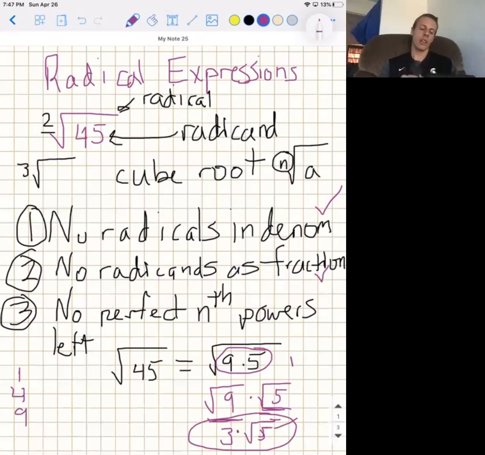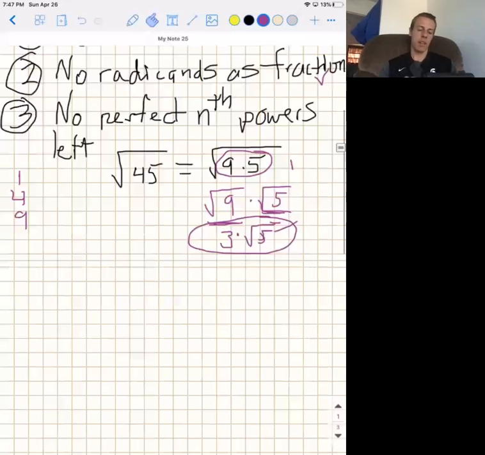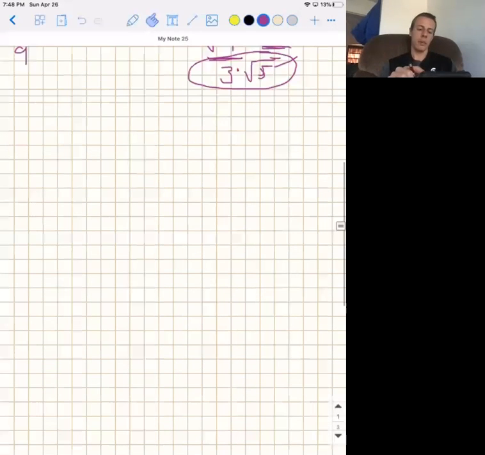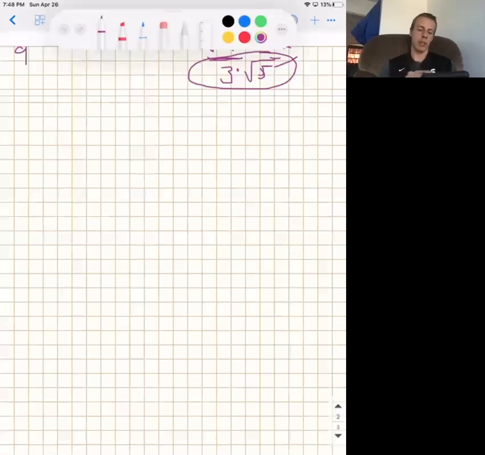Let's try another example. This time we want to know what the square root of 108 is. And yes, I know you could put it in a calculator and you'd probably get 10.3 something, yada, yada, yada. But we don't want the decimal. We want to get this radical in its simplest form.